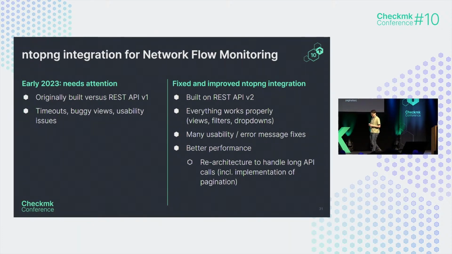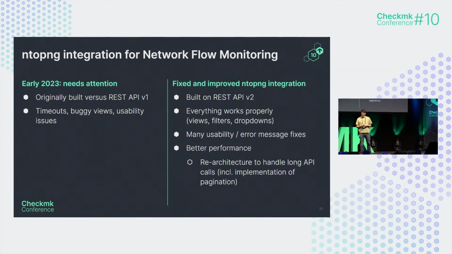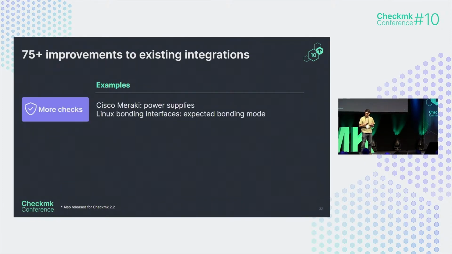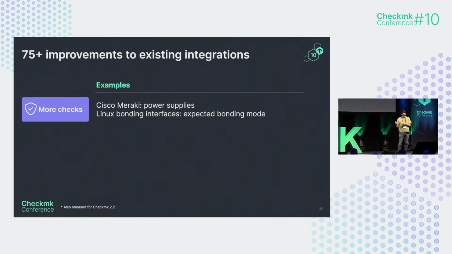Besides these big things, it's also important that we always work on the smaller things. I'm going to bring some examples because going through all the 75 improvements which we did will take quite some time. But just to describe in what kind of categories we think, there can be, for example, more checks. System hierarchy, now you can monitor power supplies, was actually a pull request. Linux bonding interfaces, you can now, for example, monitor the expected bonding mode.